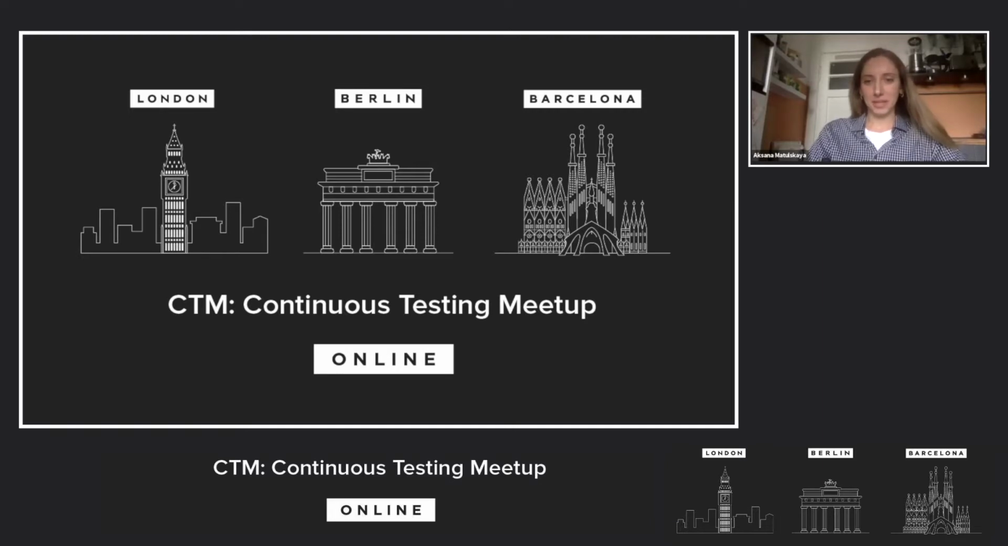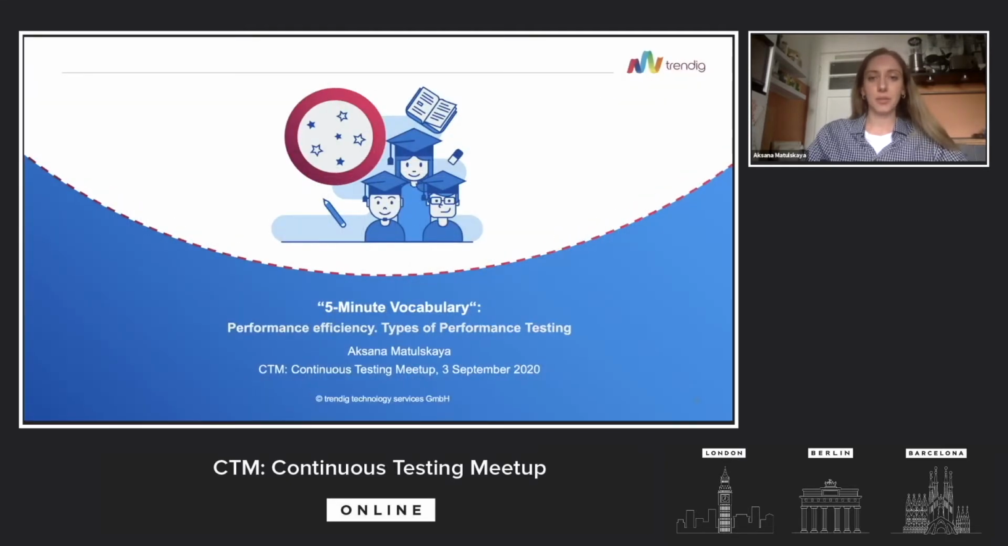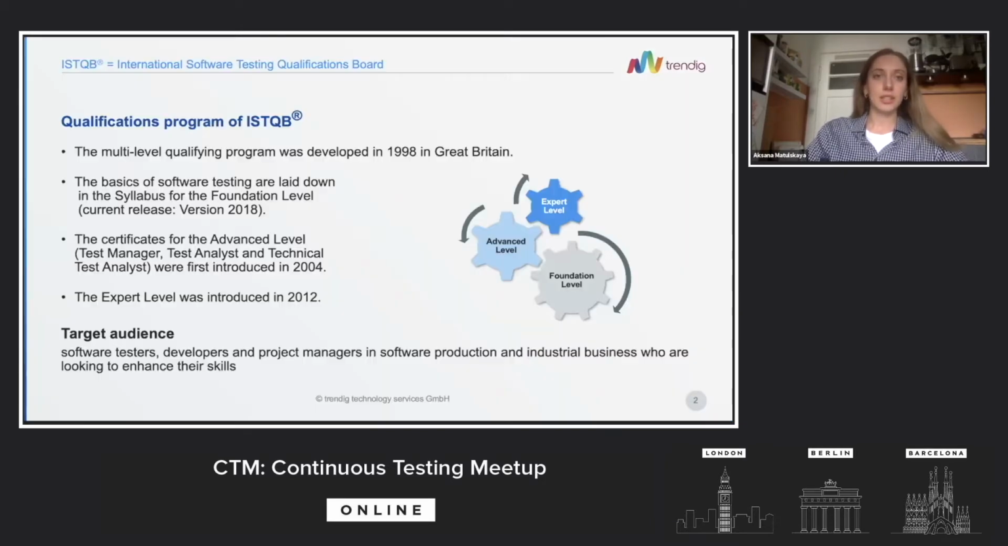Okay. So my name is Oksana. As you probably know, the last few times I did a short 5-minute vocabulary, and today Sofia will speak about performance testing, and I thought it would be a good idea to bring some definitions of performance efficiency and which types of performance testing exist. As you know, if you're looking for a definition, you can find different definitions and different explanations. So I'm always trying to use definitions from the ISTQB glossary. ISTQB is the International Software Testing Qualification Board.